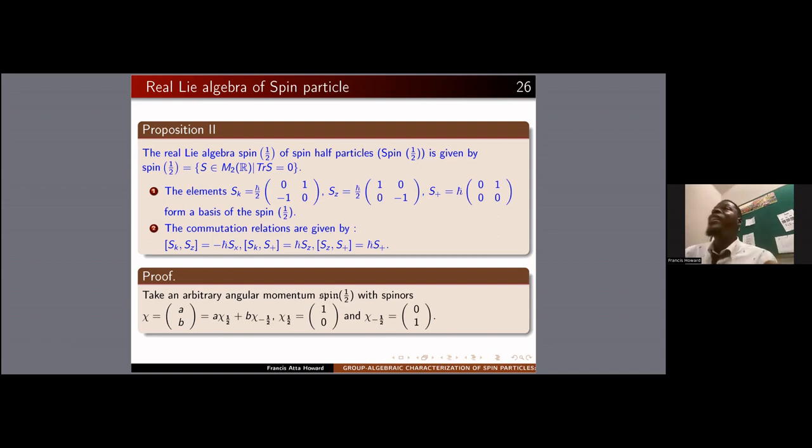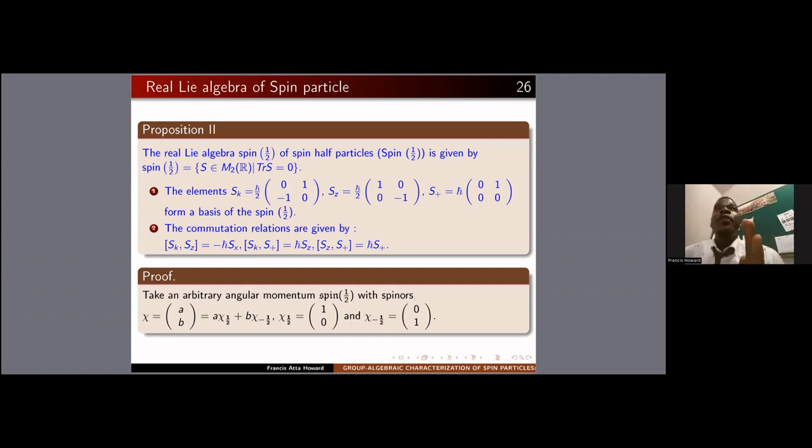S plus are the creation operators, and SK belongs to the compact form. In future, we will see that SK belongs to the compact form. I labeled it SK for specific reference. Now, this obeys the commutator relation below.